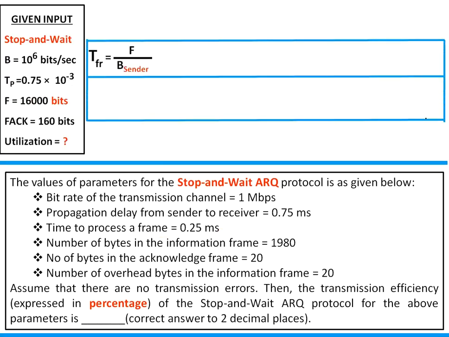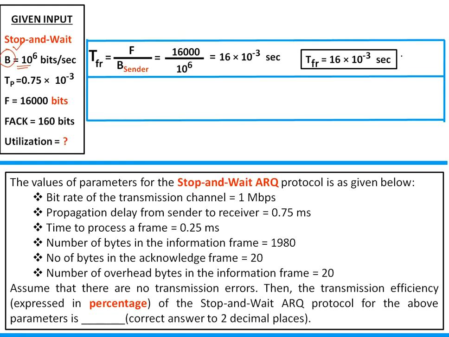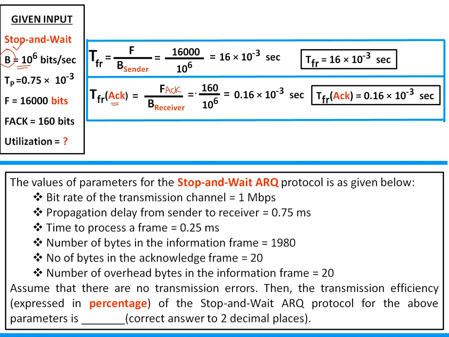Fine. TFR is equal to F by bandwidth of sender. In this case, they didn't mention the bandwidth of receiver. So you have to consider symmetric bandwidth. That means both sender and receiver will have same bandwidth. F by 10 power 6. Whereas TFR of acknowledgement is F of acknowledgement by bandwidth of receiver. So you calculated both.